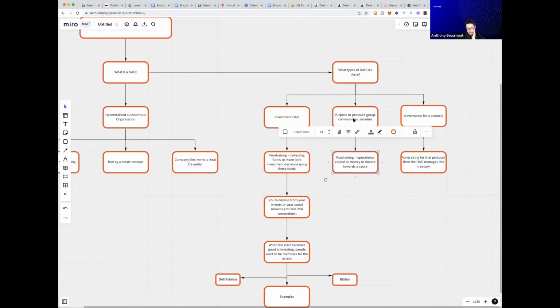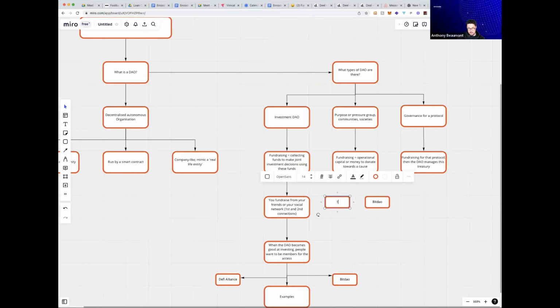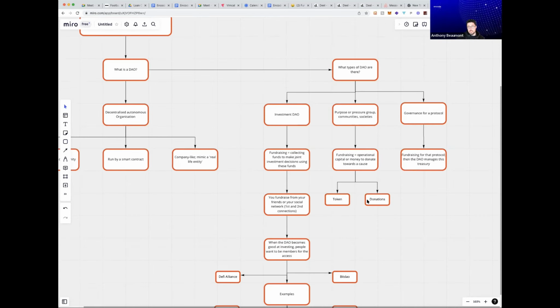The second is this, and I guess there's two elements we want to talk about. Oh my God, where did my little thing go? I guess there's two things I want to talk about here. One is a token, and one is just donations. One is donations. So this is just like you start a group and someone donates some ETH towards it.